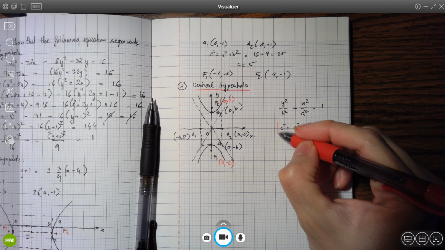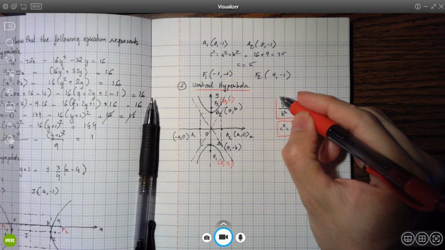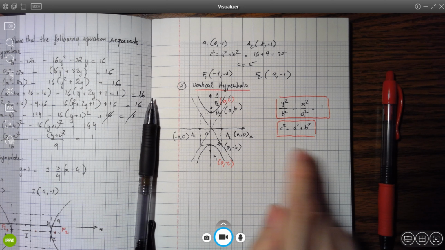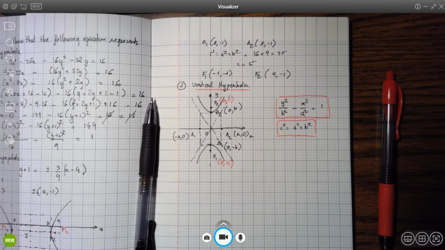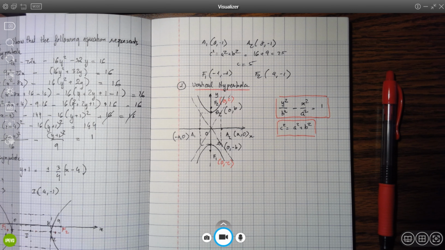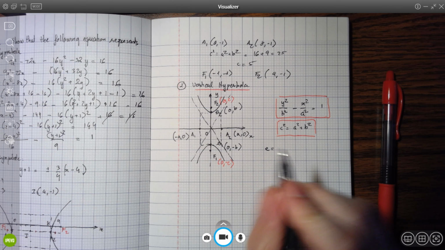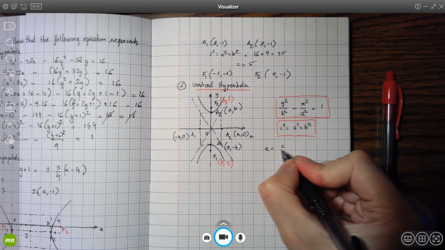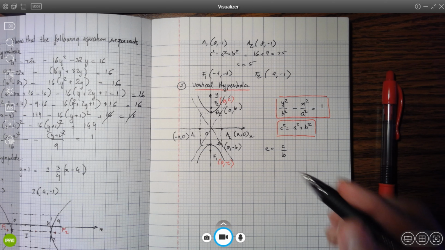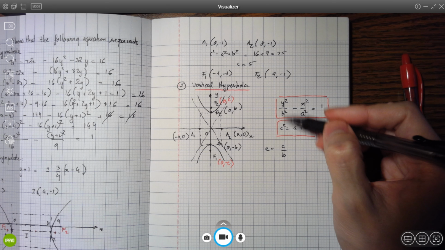So I'm going to box this and this. Do you see the difference? They just switch the position between x, y, b, a. And eccentricity will be c over b, because for this vertical hyperbola the major axis is the y, so it will be c over b.